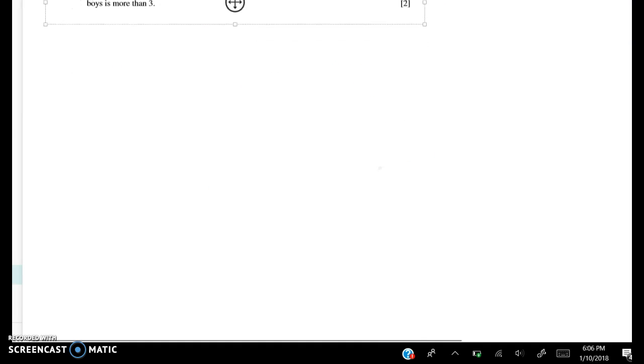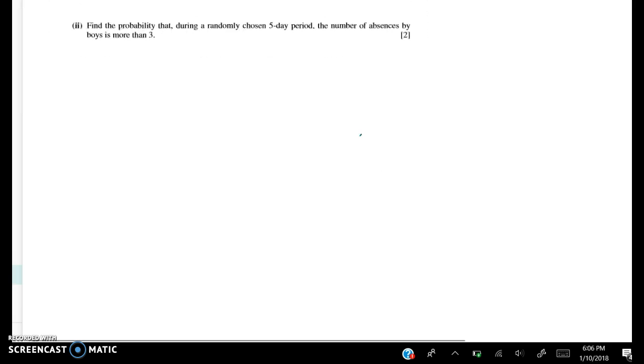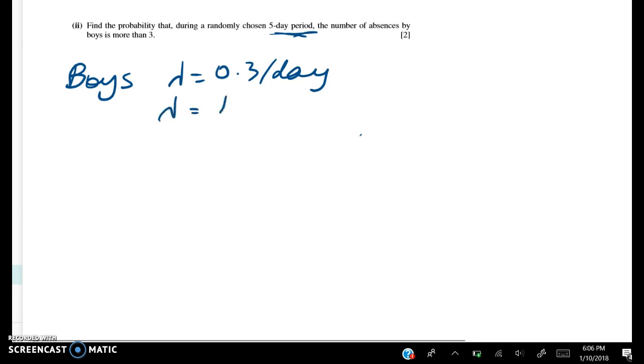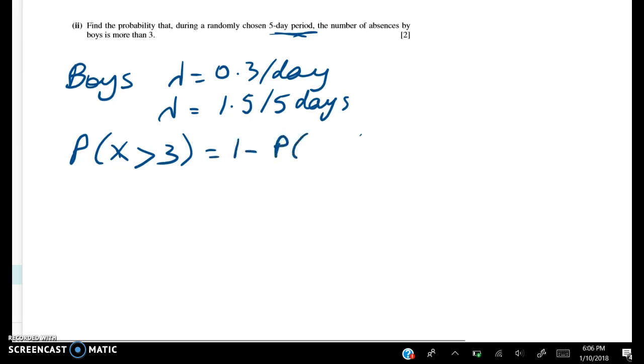Find the probability that during a randomly chosen 5-day period, the number of absences by boys is more than 3. So we're back to working with a lambda of 0.3 per day. So for 5 days, that means lambda is going to be 1.5 per 5 days. Probability that x is greater than 3 is equal to 1 minus the probability of 0, 1, 2, or 3.